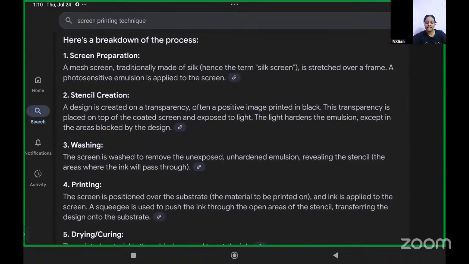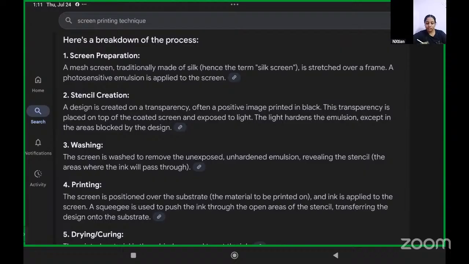A mesh screen, made of silk and so on, is stretched over a frame. A photosensitive emulsion, a paste, a photosensitive solution, is applied to the screen. Stencil creation: a design is created on a transparency, often a positive image printed in black. This transparency is placed on top of the coated screen and then exposed to light. The light hardens the emulsion except in the areas blocked by the design.